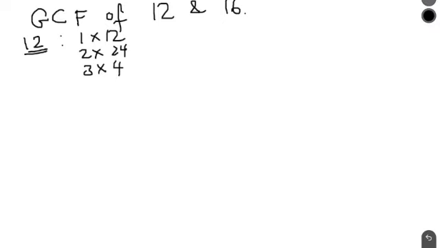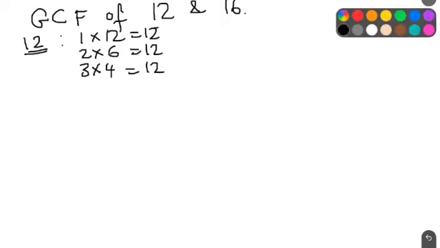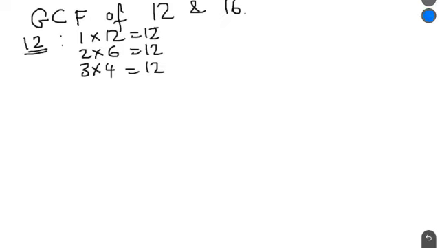Oh, my apologies. What am I doing? It's 2 times 6. 3 times 4. Okay, so to review, 1 times 12, 2 times 6, 3 times 4. When you multiply together, you'll see that they all give you 12. And because of it, now the factors of 12 are 1, 2, 3, 4, 6, and 12.